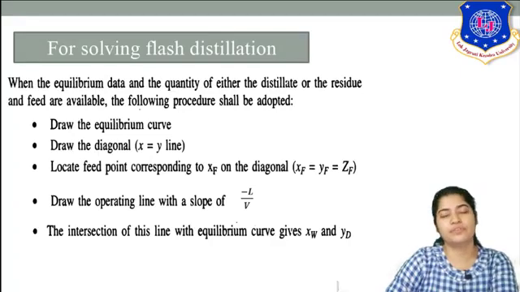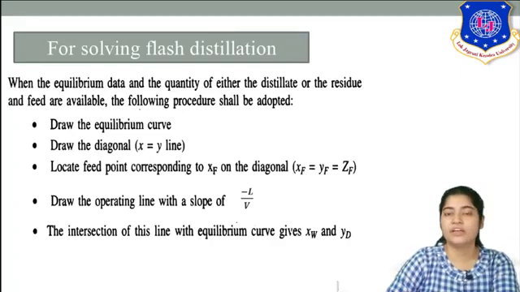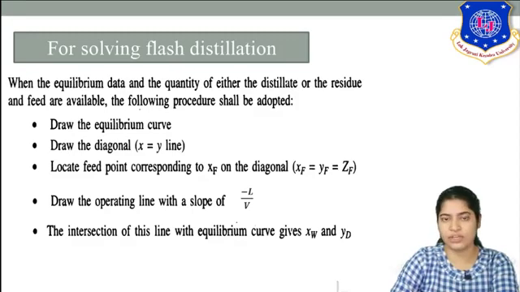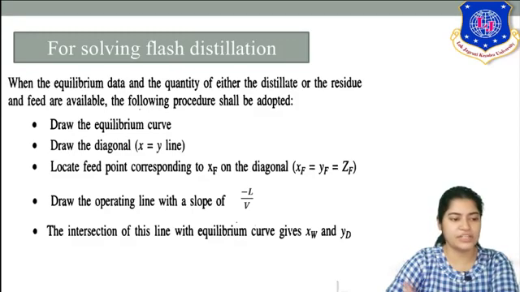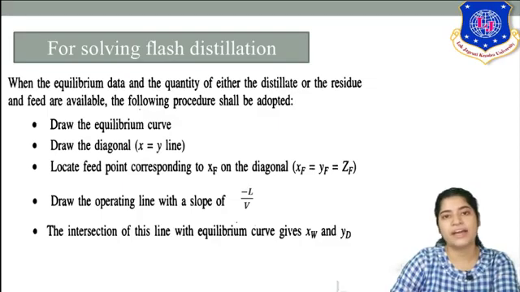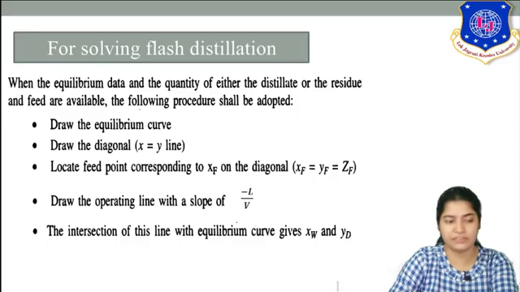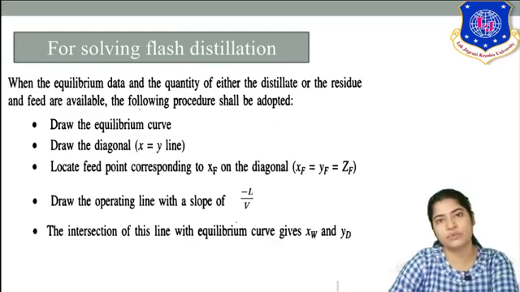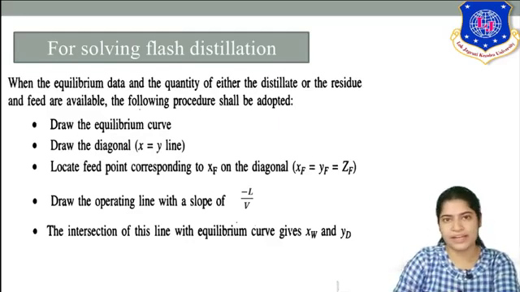Now moving forward to flash distillation. How do we solve questions related to flash distillation? Here also graphical questions are asked. What are the steps? First, draw the equilibrium curve. The y and x data would be given. If not, an equilibrium relation between y and x would be given, so by substituting certain values of x you can compute the y versus x data. The data you plot on the graph is the equilibrium curve. Now draw a diagonal, the 45 degree x equal to y line.